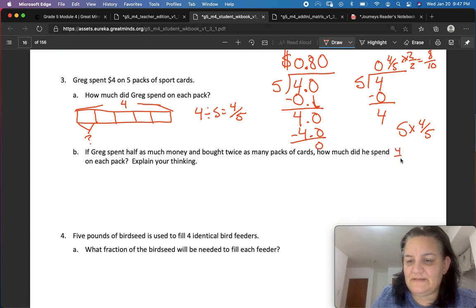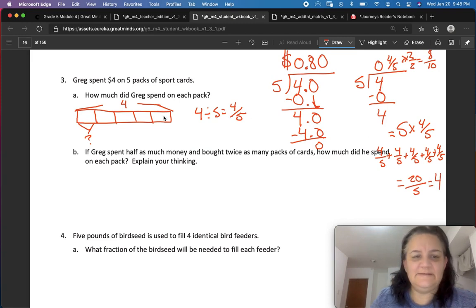So 4/5 plus 4/5 plus 4/5 plus 4/5. 4, 8, 12, 16, 20. 20 over 5, which equals 4. Okay, there's my 4, there's my 4. How much did Greg spend on each pack? 80 cents, or 4/5 of a dollar. He spent 4/5 of a dollar.